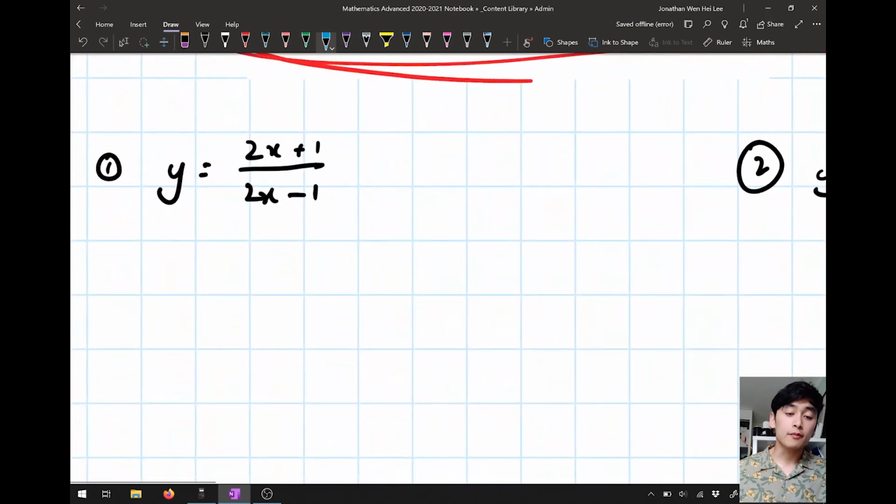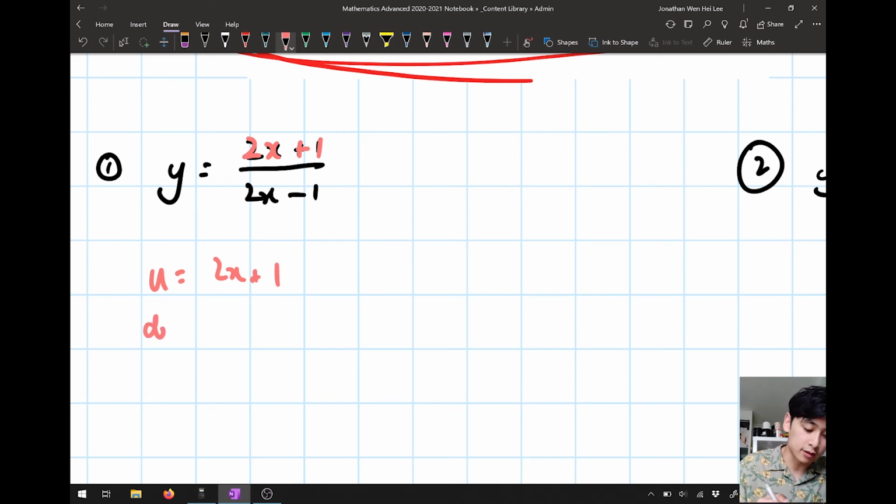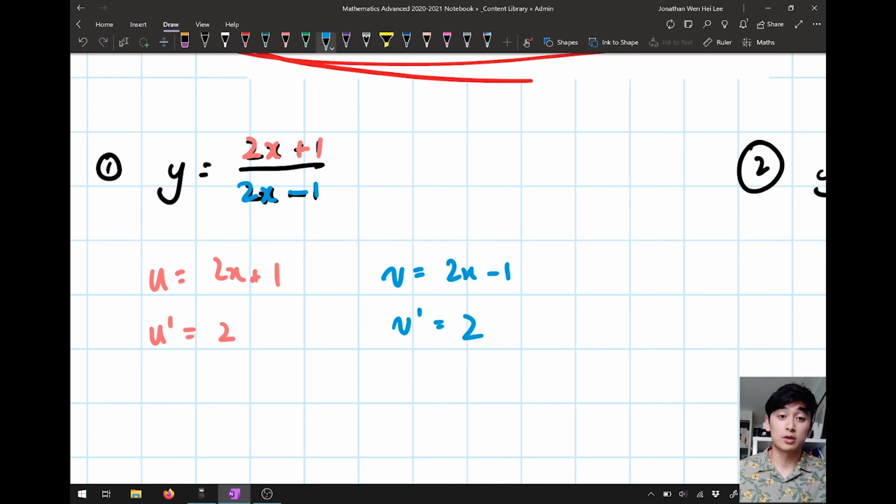Okay, so first one here, we've got this function y is equal to 2x plus 1 over 2x minus 1. So using our quotient rule, what we're going to do is we're going to identify what u is. u is always the numerator, v is always the denominator. So here I'm just going to write u is our numerator, 2x plus 1. So I differentiate that, so I get u dash is equal to 2. v is always the denominator, so that's just going to be 2x minus 1. So v dash is just going to also equal 2.